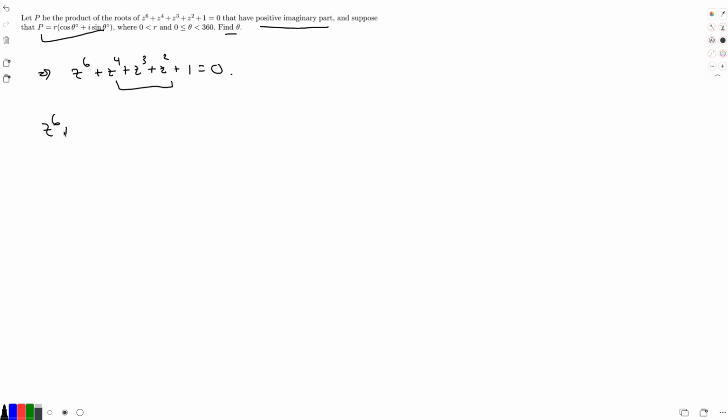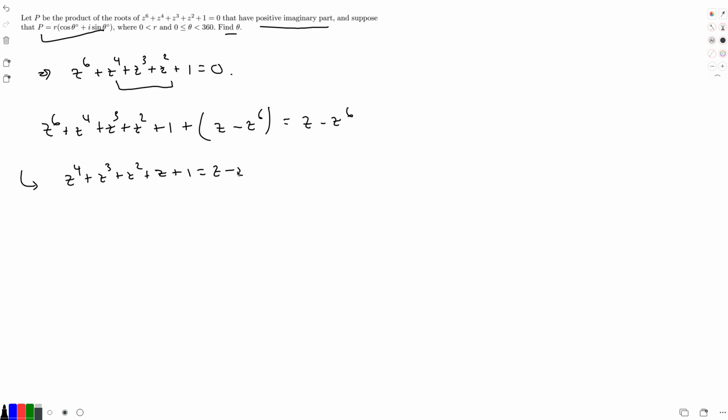So z to the 6th plus z to the 4th plus z cubed plus z squared plus 1 plus. Now we want to add a z, but we also want to remove the z to the 6th term, because this z to the 6th term is annoying. So we do this. But of course, what we do to the left-hand side, we have to do to the right-hand side. So this is equal to z minus z to the 6th. Meaning that z to the 4th plus z cubed plus z squared plus z plus 1 is equal to z minus z to the 6th.